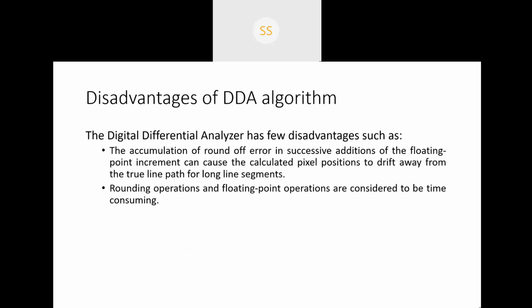So before starting Bresenham's line drawing algorithm, I would like to discuss the disadvantages of the DDA algorithm. Only then will it make sense to go for another algorithm, isn't it? So what are the disadvantages?